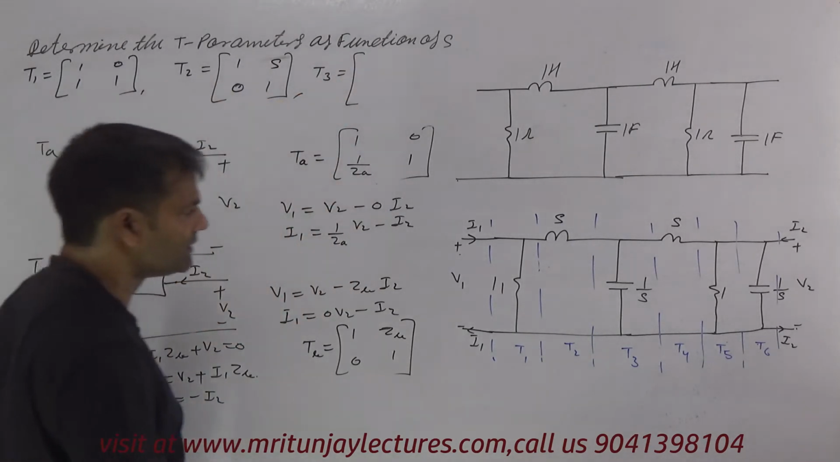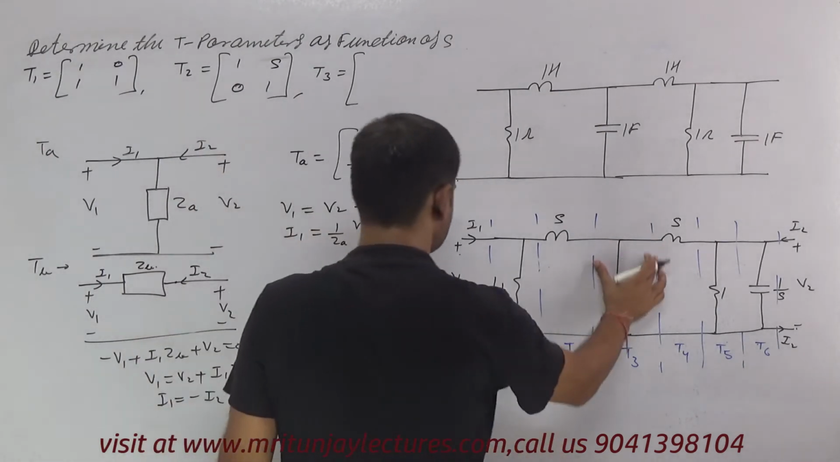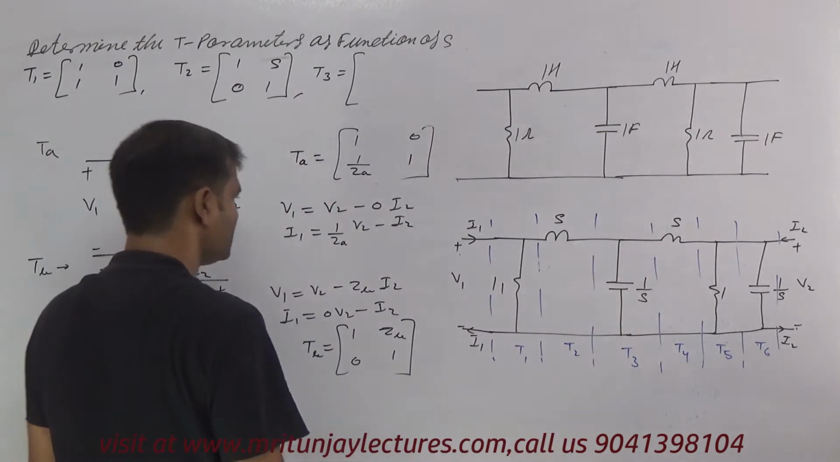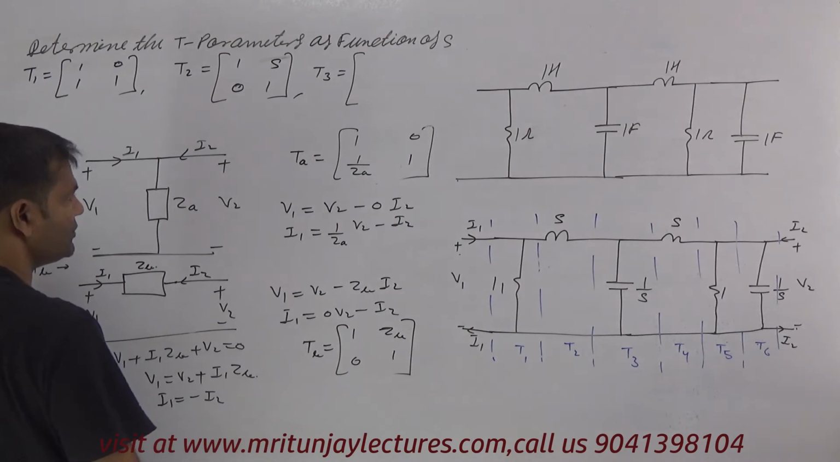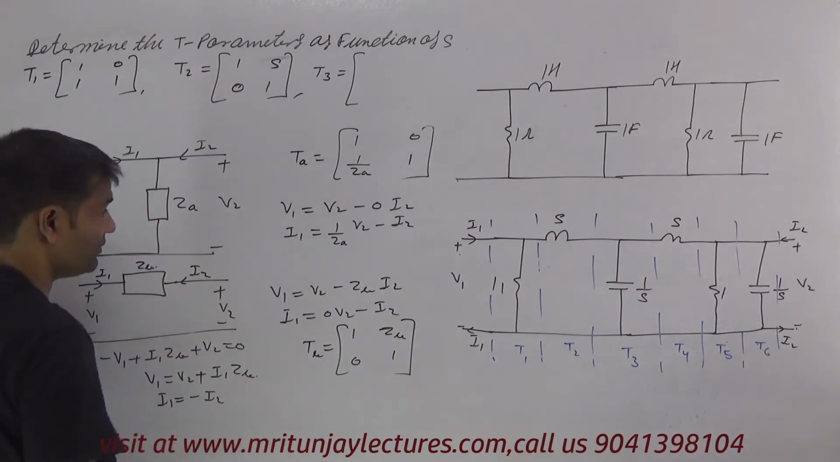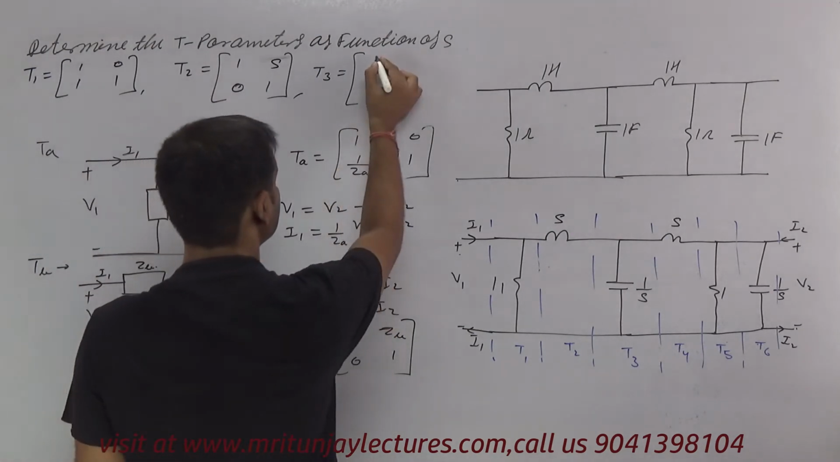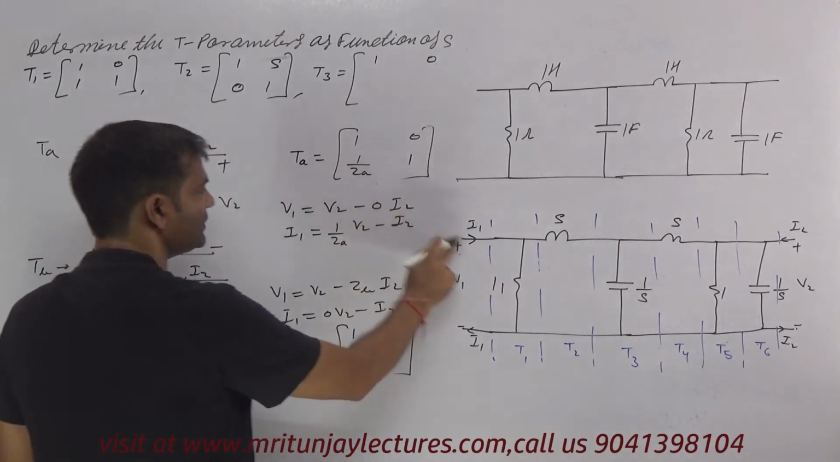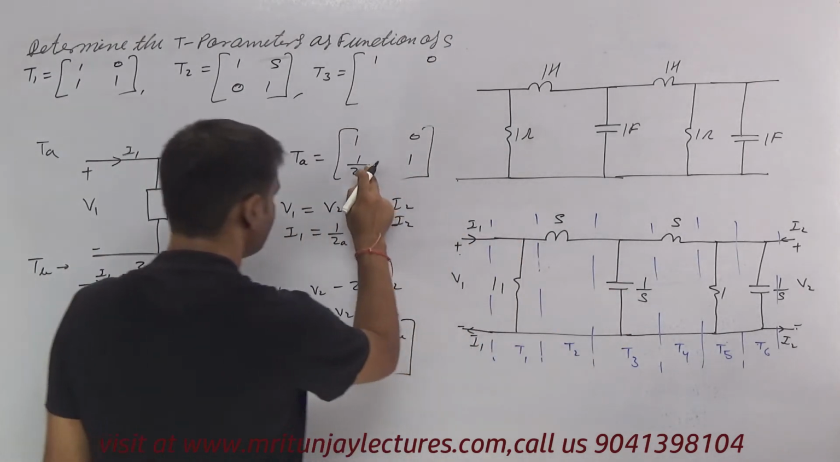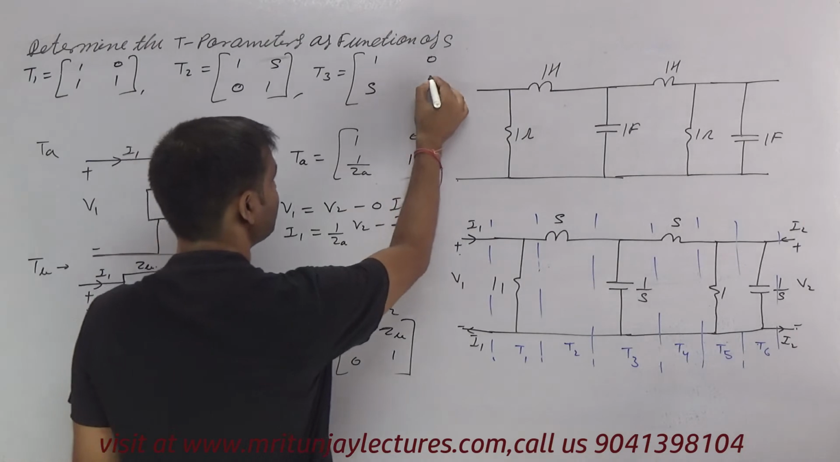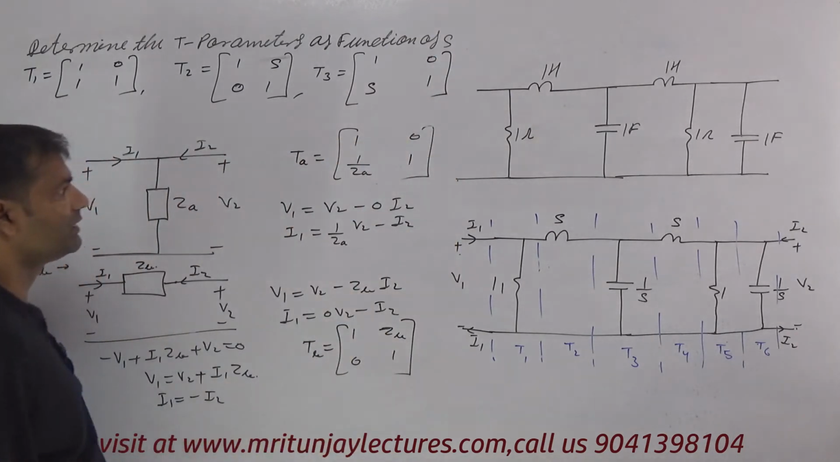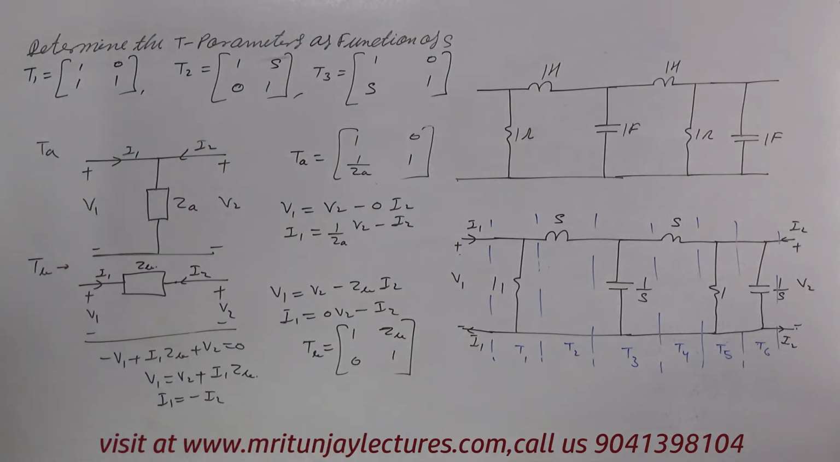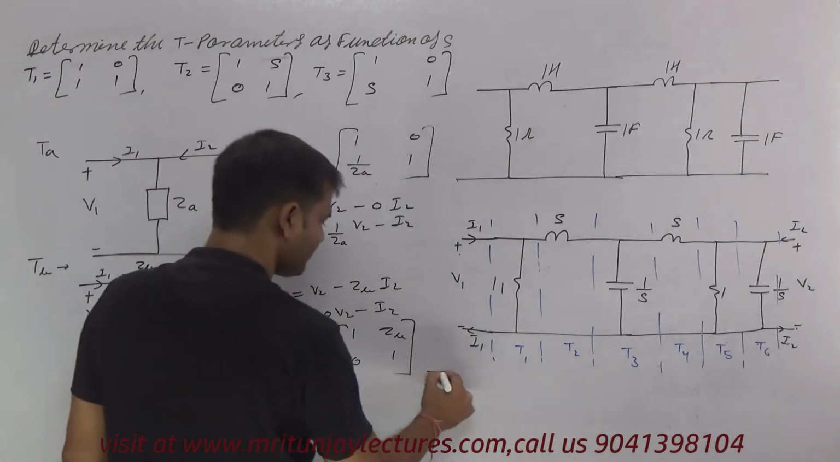T3 is 1 by S, 1 by S. So if you write here 1 0, ZA is 1 by S, so 1 by S means S, and this is 1. Clear? That is T3. And what about T4?